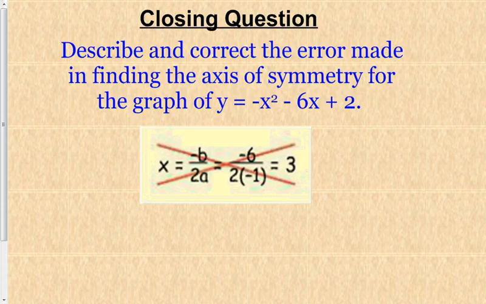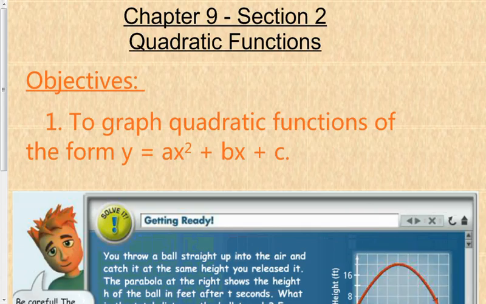So I have one last thing for you to think about and try to figure out. It says describe and correct the error made in finding the axis of symmetry for the graph of minus x squared minus 6x plus 2. So try it, see if you can figure it out. If you can find an error, then go ahead and reflect on the goal that we're starting with at the beginning, which was to graph quadratic functions of the form y equals ax squared plus bx plus c. If you feel like you can do that now, that's awesome. If not, look back at the notes, look back at the video, ask for help.